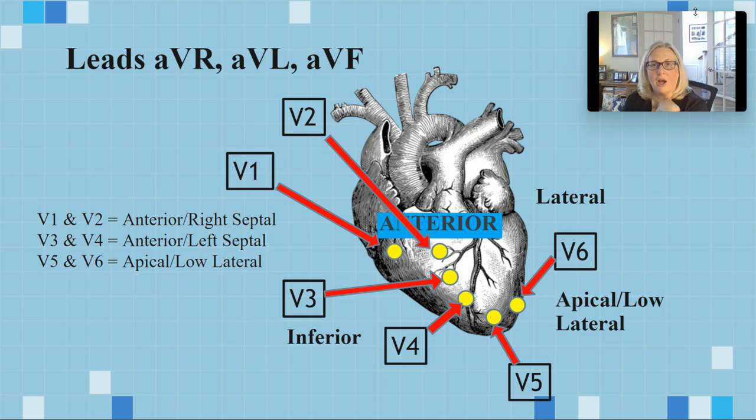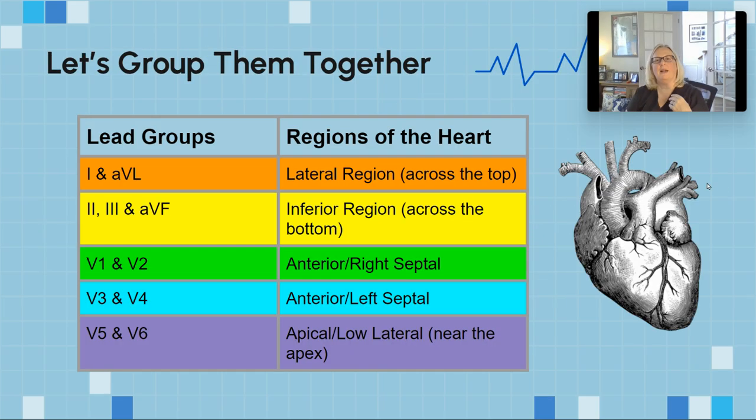All right, so let's move on. I'm going to group them together so you can see how they make sense. Remember looking back at our notes, 1 and AVL, both went across the top here, right? Lead 1 went from the right arm to the left arm across the top, and AVL was left arm, so it landed here. It met these two in the middle and went to the left arm. So they're lateral regions of the heart across the top. So those two are grouped together.